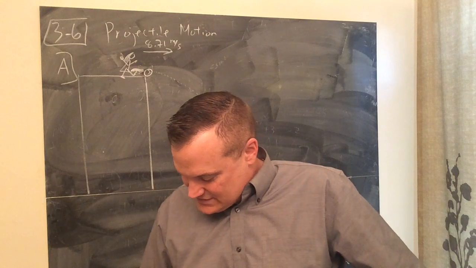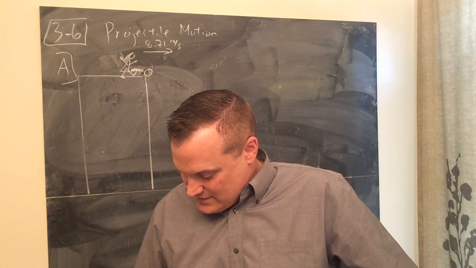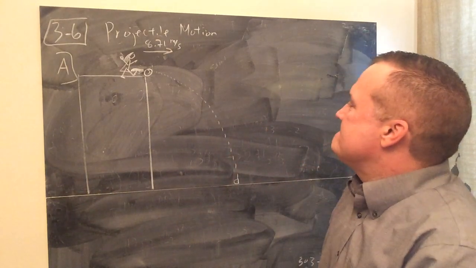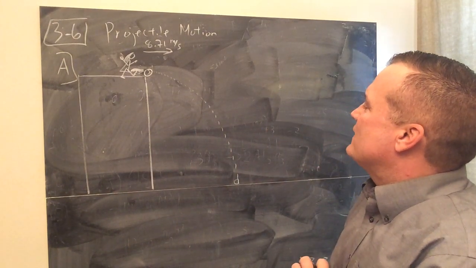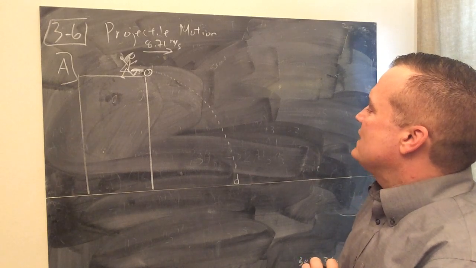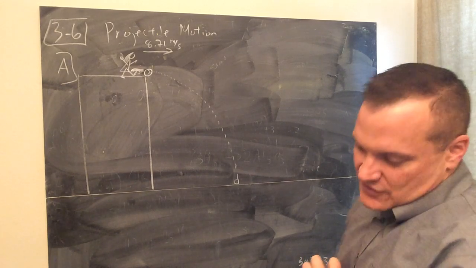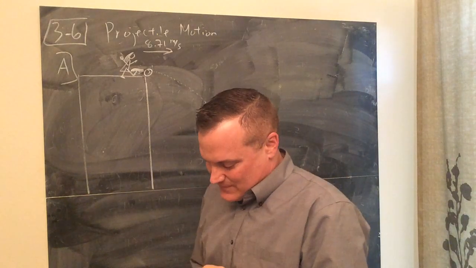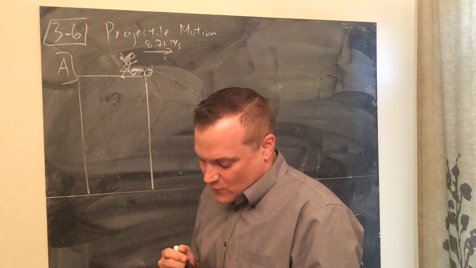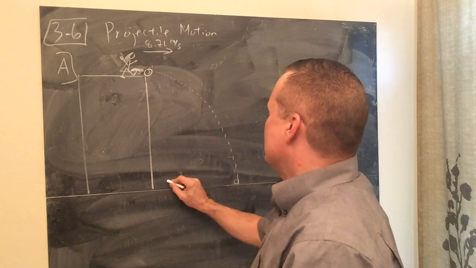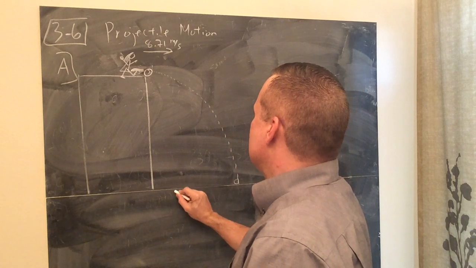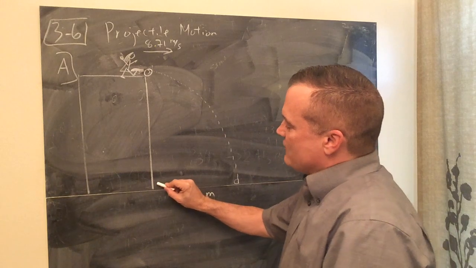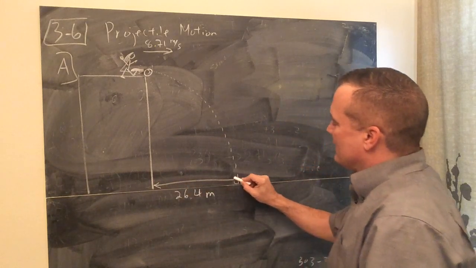So the question is: calculate the time of travel and calculate the height of the building. I'll start off with those. One more bit of information they gave you: it lands 26.4 meters from the base of the building. That means from the bottom of the building all the way to where it lands.